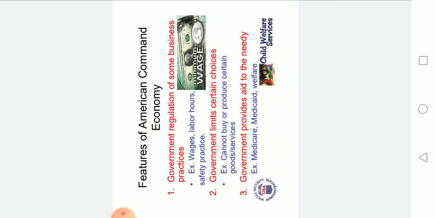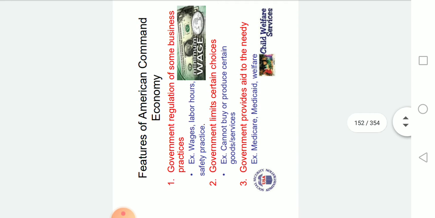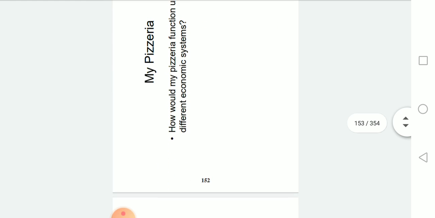I have here the features of the American command economy, because part of their economy is command. Government regulations of some business practices, for example the wages, the labor hours, the safety practices. Government limits certain choices, for example, you cannot buy or produce certain goods or services. Government provides aid to the needy, for example Medicare, welfare. Okay.